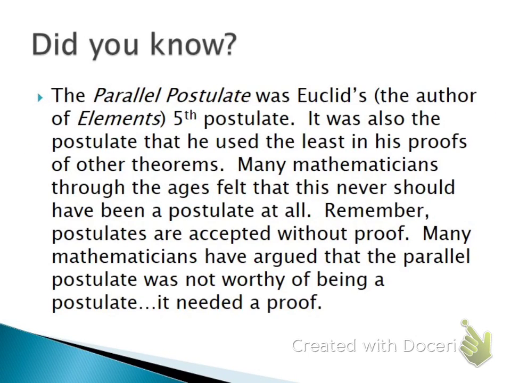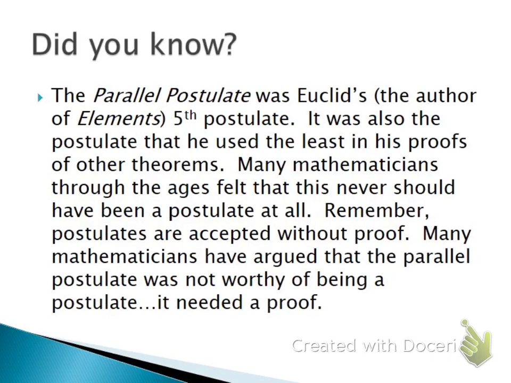The parallel postulate was Euclid's fifth postulate. It was also the postulate he used the least in his proofs of other theorems. Many mathematicians through the ages felt that this should never have been a postulate at all. Remember, postulates are accepted without proof. Many mathematicians have argued that the parallel postulate was not worthy of being a postulate, that it needed a proof.